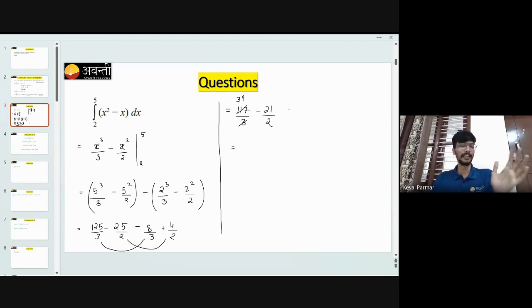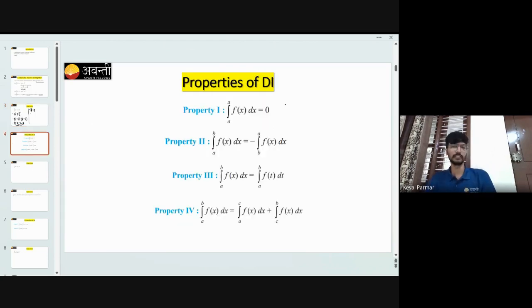Chalo. So let's move on to the properties. The first property is very simple, as you all know. If the upper limit and lower limit are the same, then the integration value is 0. The second property is the change of upper limit and lower limit. If I change them, then there is a negative sign. The third one is the change of variable. I can anytime change the variable from x to t or x to w or any variable.